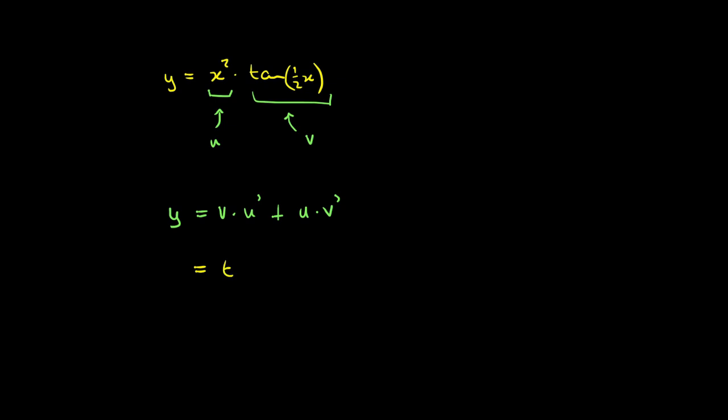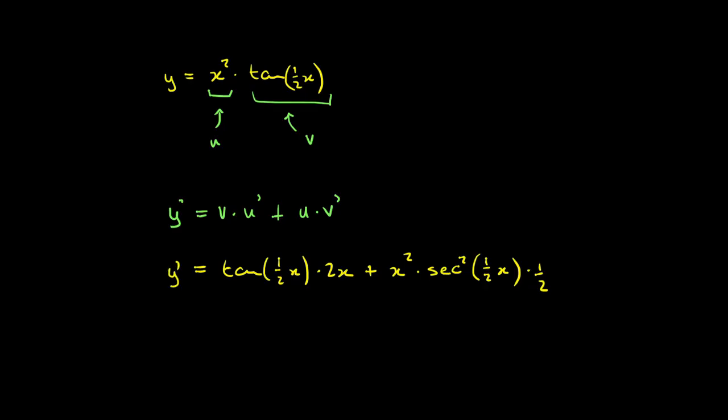So my v is tan a half x times du, which is 2x, plus u, which is x squared, times dv. Well, if I differentiate tan, I get sec squared, so it's sec squared a half x. And I've got to differentiate a half x, because this is a chain rule, and I get a half there. Beg your pardon, I meant to write that's y prime. So we've just differentiated this.